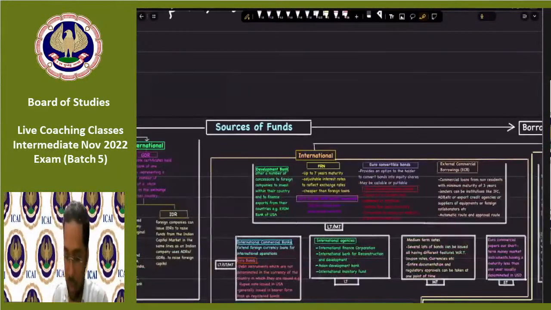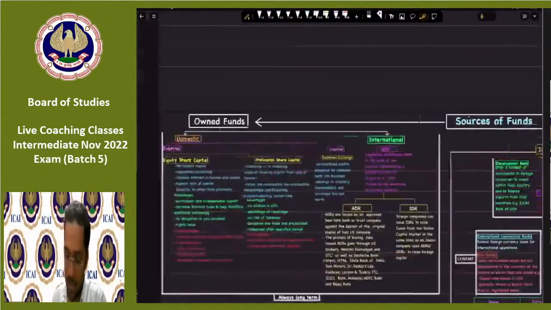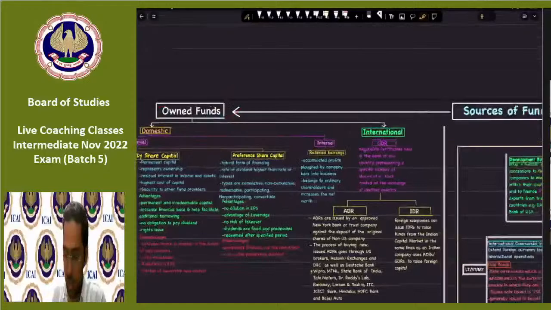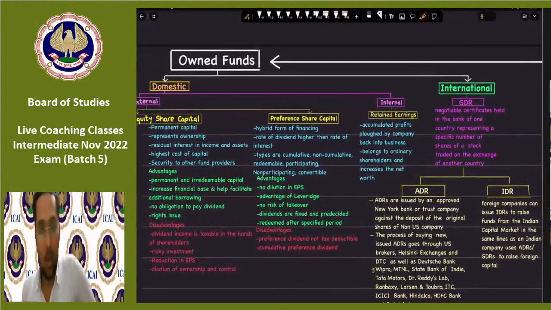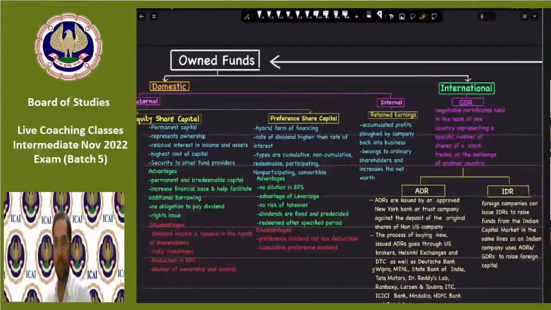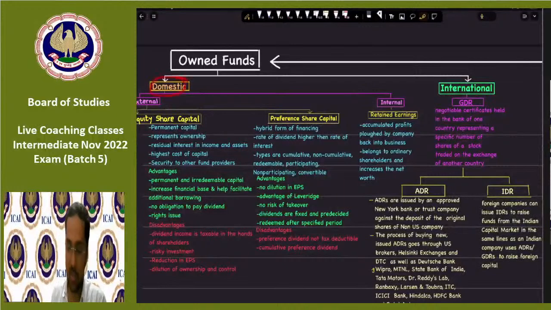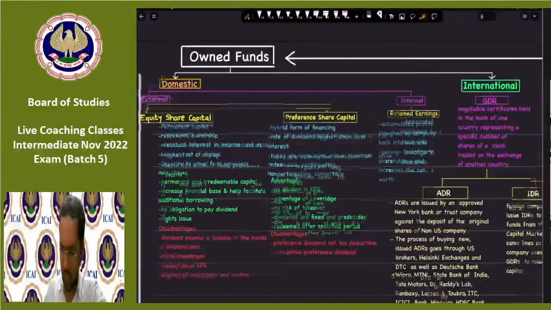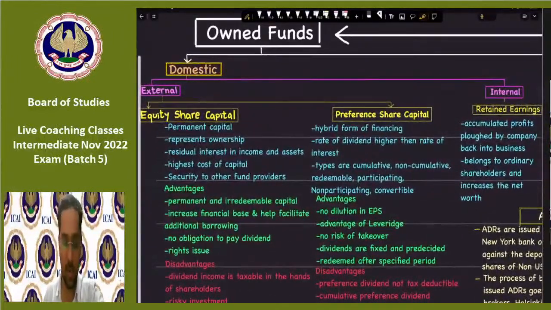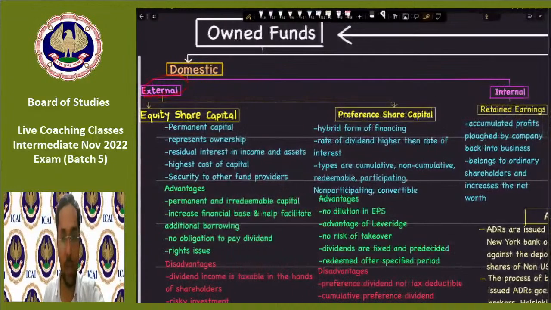Okay, fine. The sources of funds: we have borrowed funds and owned funds. Let's talk about owned funds first. Owned funds comprise two things: one at the domestic level and the other at the international level. So you can issue owned funds at the domestic level or at the international level. First, let's talk about the domestic level. In domestic also, we have two things to learn: one is the external source of equity and the other is the internal source of equity or owned funds.